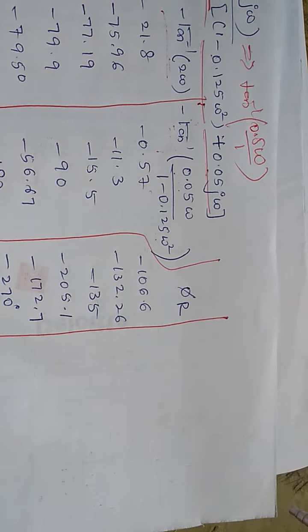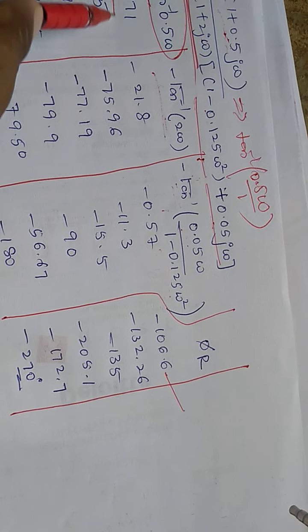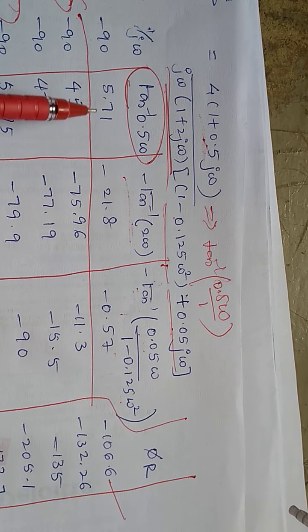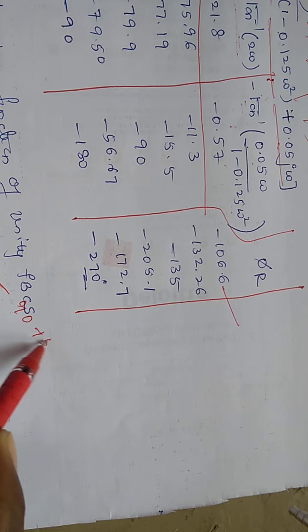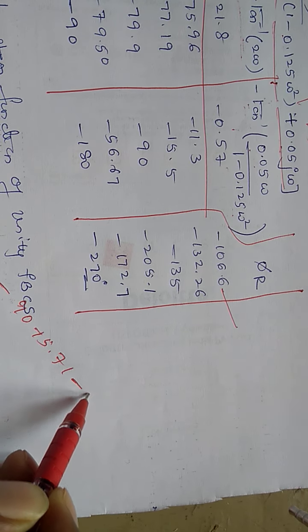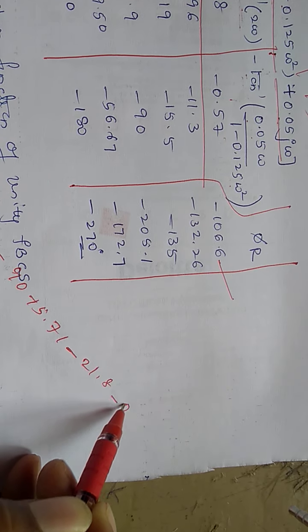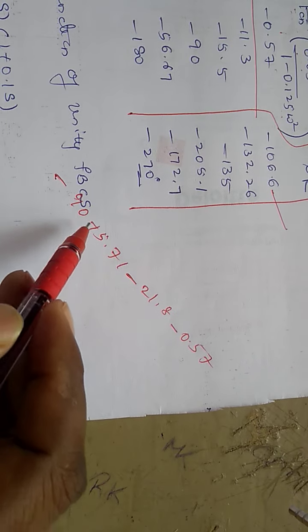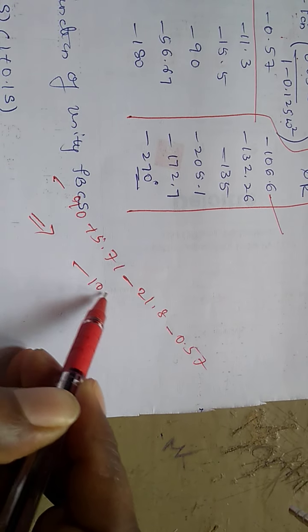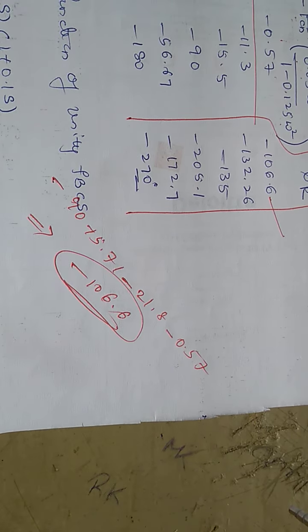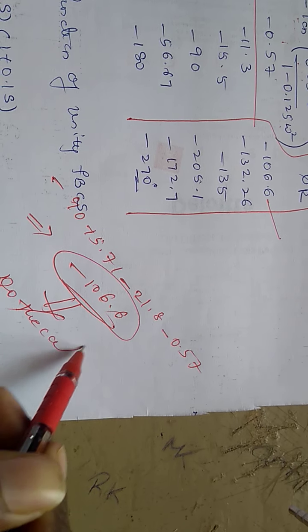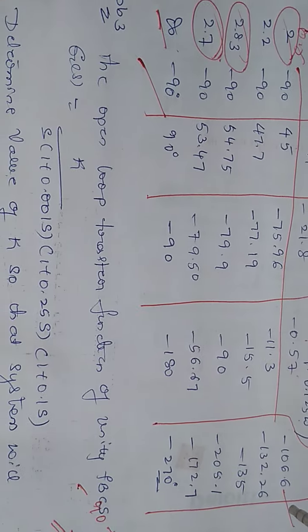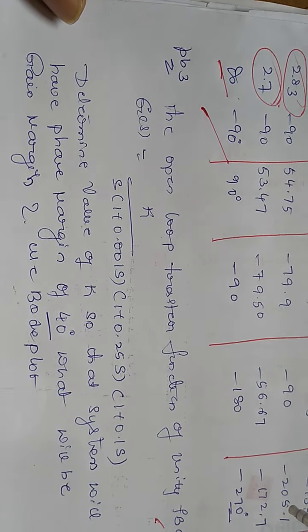Finally, the resultant phase angle, you can add all the values: minus 90 plus 5.71 minus 21.8 minus 0.57. If you add all the values, the resultant angle will be 106.6. Similarly, you can do the calculation for all the steps. Clear? So we will get the values.